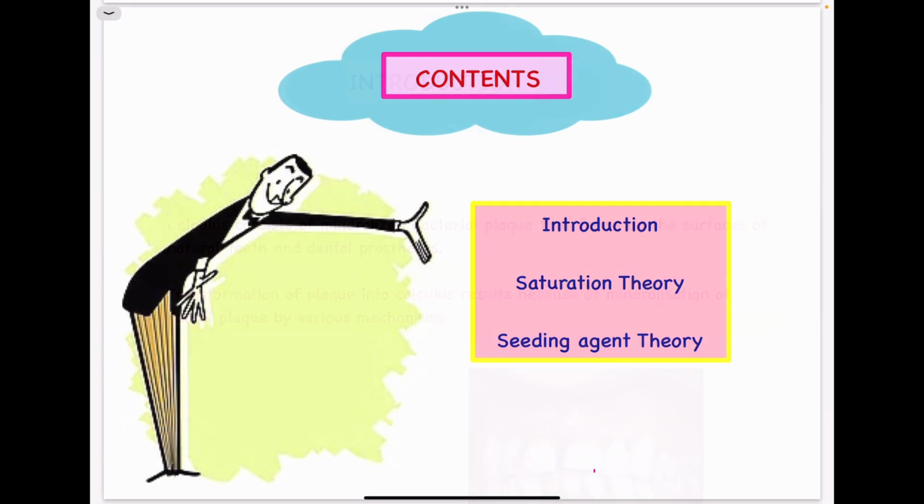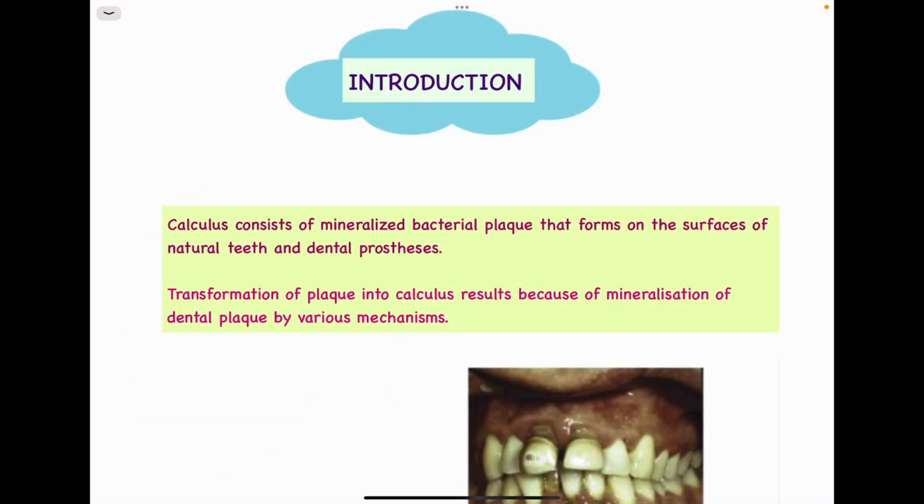So let's begin. Coming to the introduction, calculus basically consists of mineralized bacterial plaque that forms on the surfaces of natural teeth and on dental prostheses, right? So it is a mineralized bacterial plaque which is formed on the surfaces of our natural dentition as well as on the surfaces of dental prostheses. Now this transformation of plaque into calculus results from the mineralization of the plaque by various mechanisms.